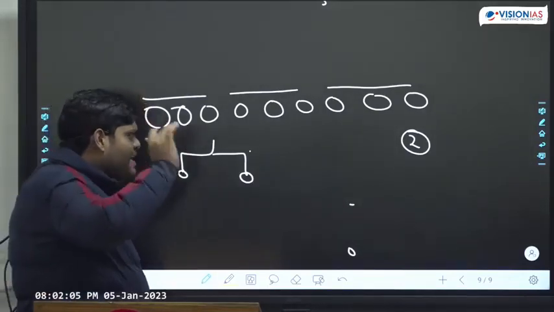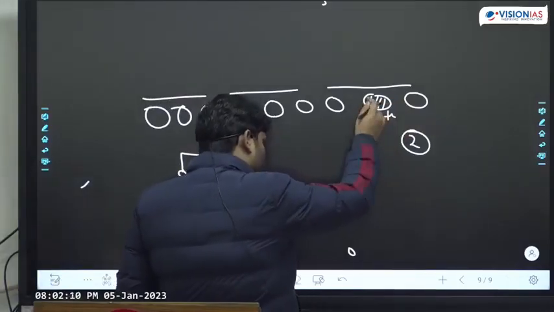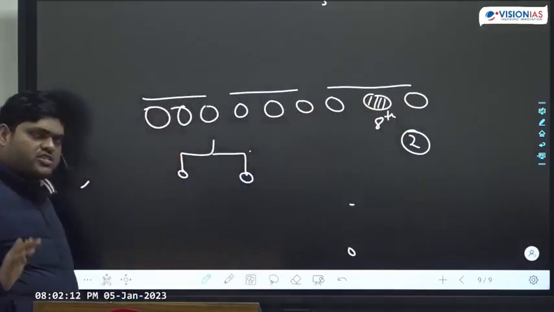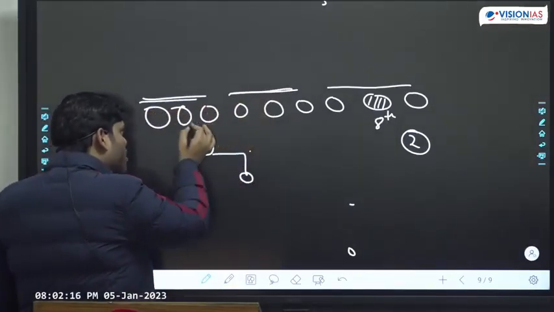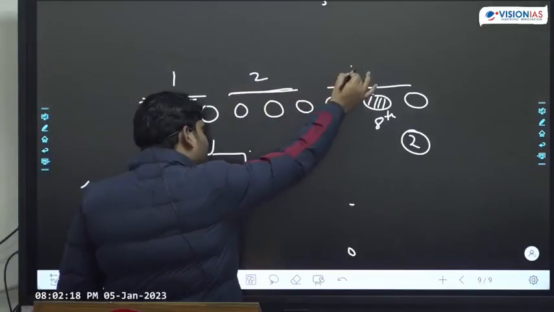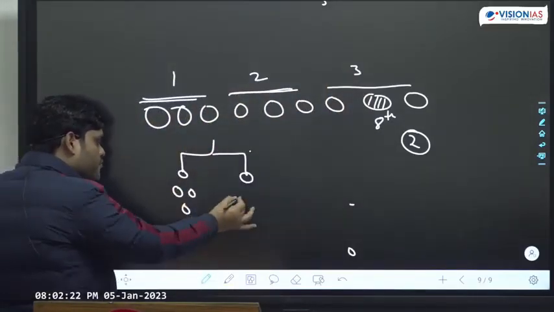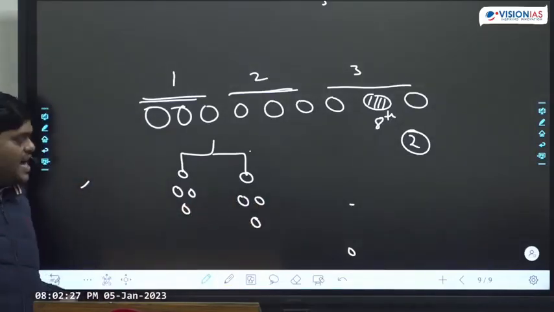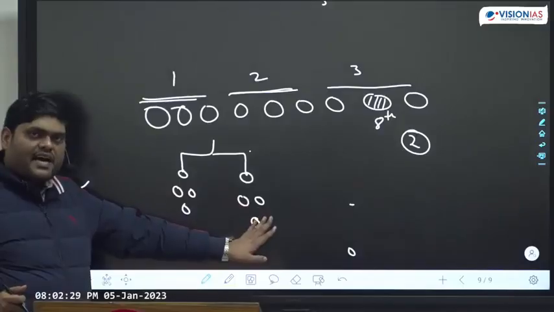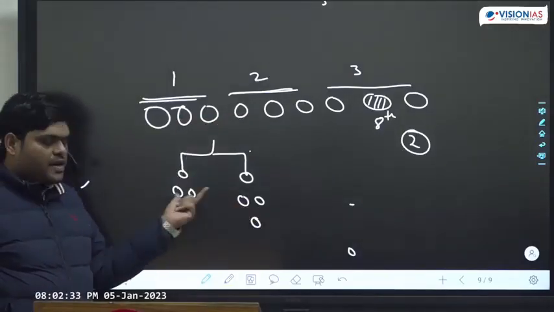Suppose any ball is the heavier one. Suppose this 8th number ball is heavier. So there are 2 possibilities. The first possibility is that you put the first group and the second group on the machine. If you are putting the first and second groups, what will happen? Both will be equal or not? Both will be equal.